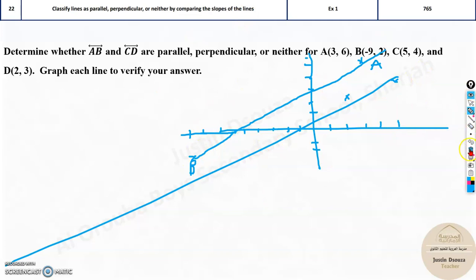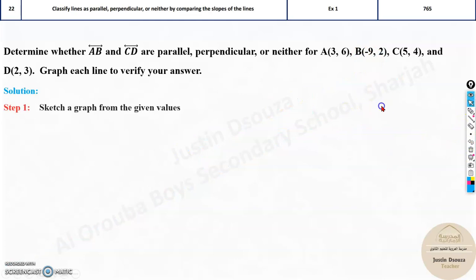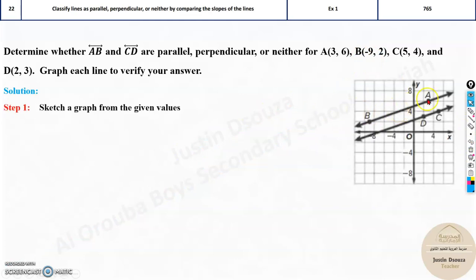You'll get a brief idea. It might be parallel or neither. So I do not need to check for perpendicular, because perpendicular graphs would be something like this. They're not at all like that because they are going the same way. You understand, right? Because they're something like this and one more is like this. So it's neither or parallel. If you graph them accurately, it's something like this. This is what happens.